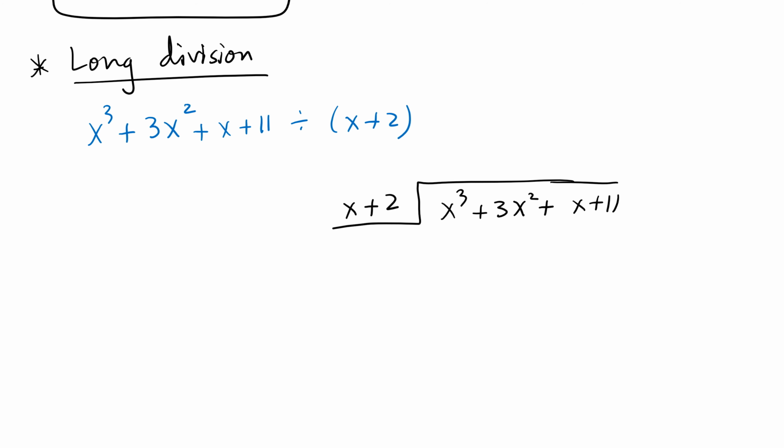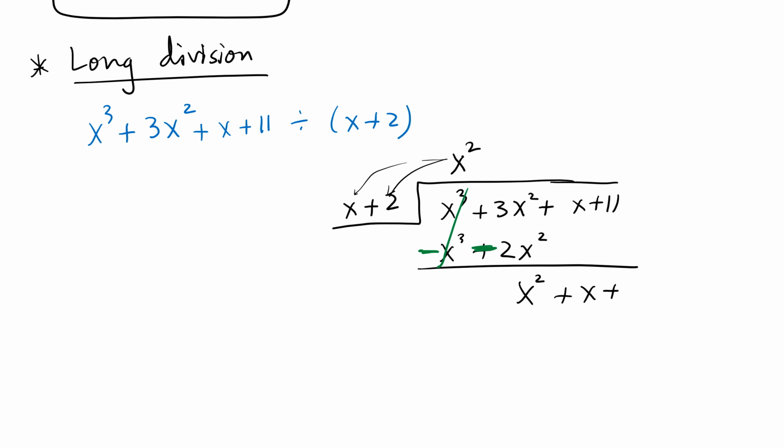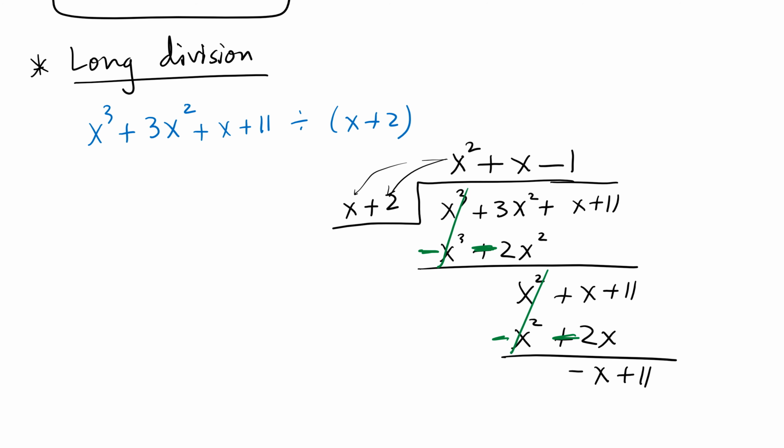What goes on the top? Times x gives me x cubed, so x squared. Now we're going to distribute this to the x and to the 2. So x cubed, and x squared times 2 is 2x squared. There's a minus, switch the signs, cancel. X squared, bring the x down and the 11 down. Plus x, multiply that: x squared plus 2x. Switch the signs, cancels out, negative x plus 11. Minus 1, negative x minus 2. Switch the signs, and 13.